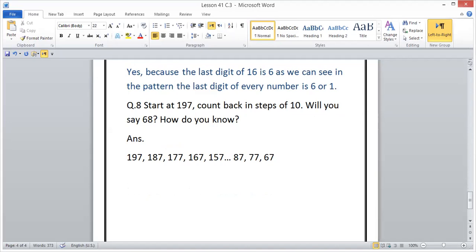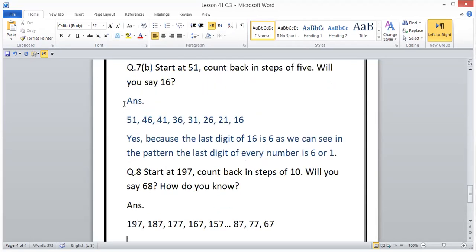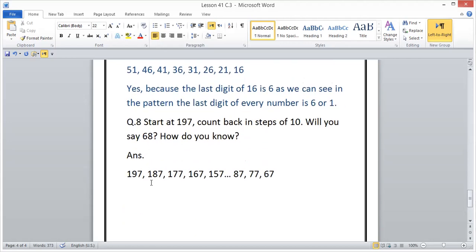How will I write it? I will just tell you. I will write it here. The last digit of 27 is 7.